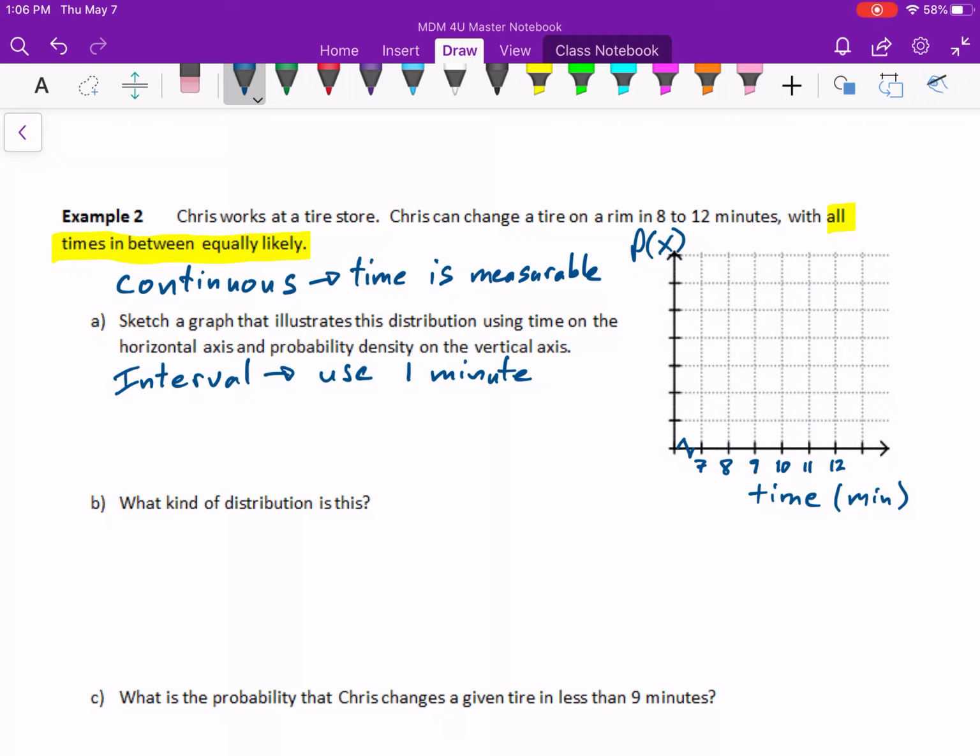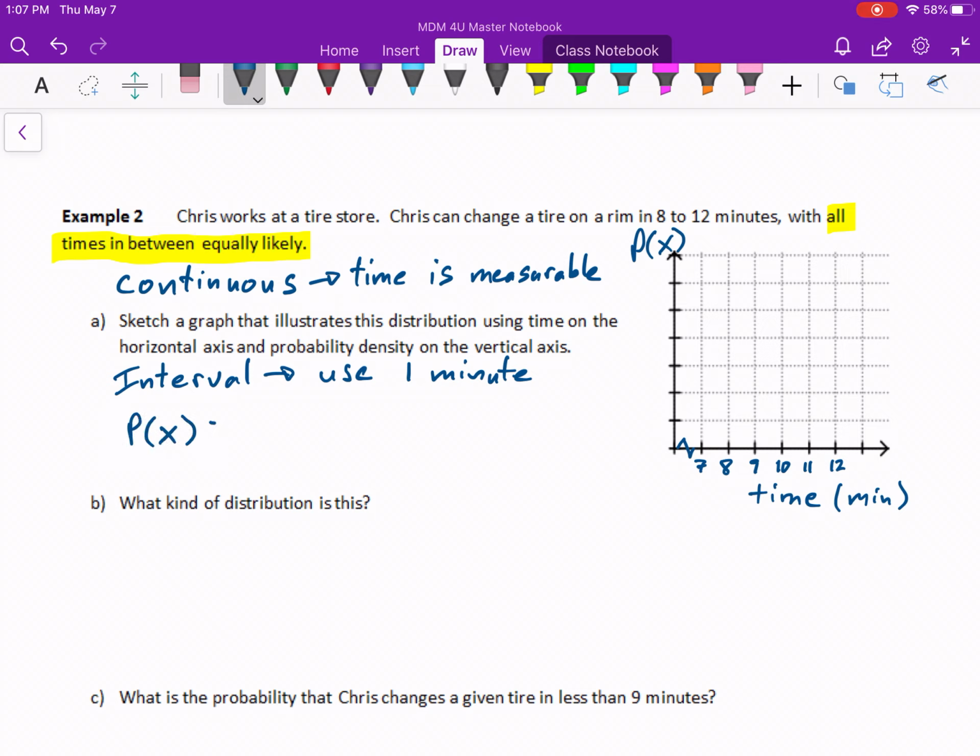As soon as you hit 9 minutes, then we're bumping up to the next interval. So you got 9 minutes, 9 minutes and 5 seconds, 9 minutes and 7 seconds, 9 minutes and 17 seconds. Anything in the 9 minute to 10 minute range would fall in the next interval. So how many intervals are there? Well, we got 8 to 9, 9 to 10, 10 to 11, 11 to 12. I count 4 intervals.